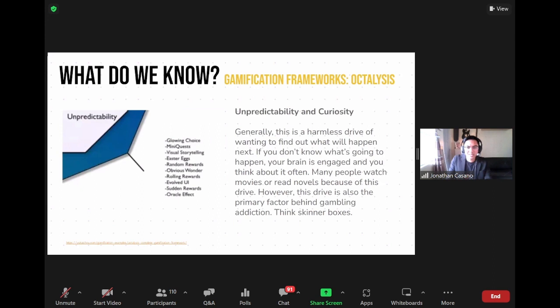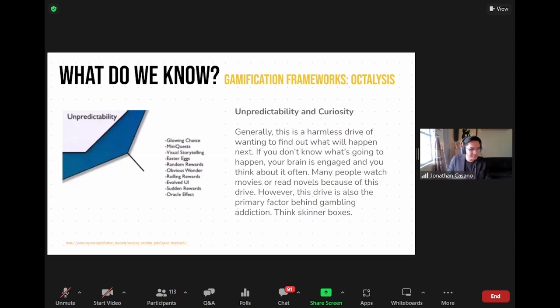Scarcity, unpredictability and curiosity. Generally, this is a harmless drive of wanting to find out. If you don't know what's going on, you are engaged. And among the core drives, this is the one that's generally abused, especially by our gotcha game mechanics, where when you buy a chest, it is not guaranteed that you get the item that you want. Inside the chest, there are several other items. If you just need one, but there are 13 in the lineup of items that the chest has, worst case, you have to buy 13. You can't escape it. So it's sort of like a modern Skinner's box.